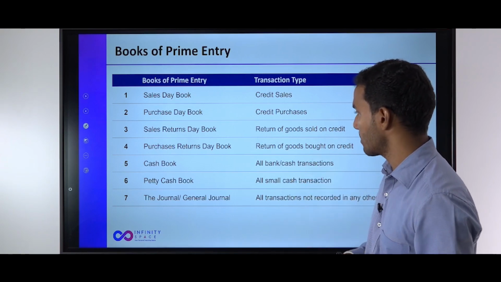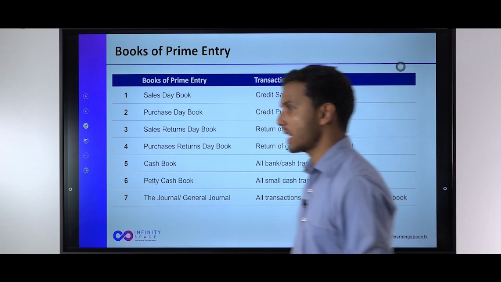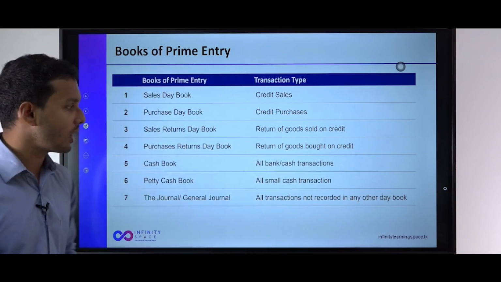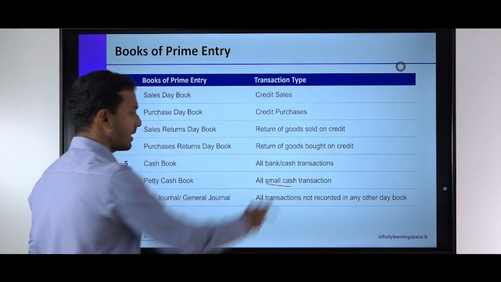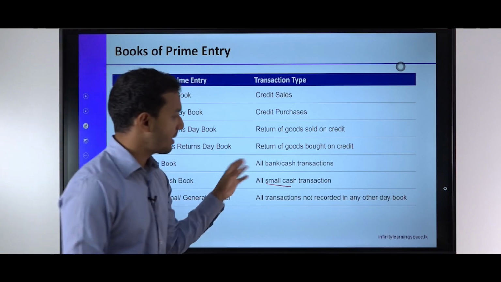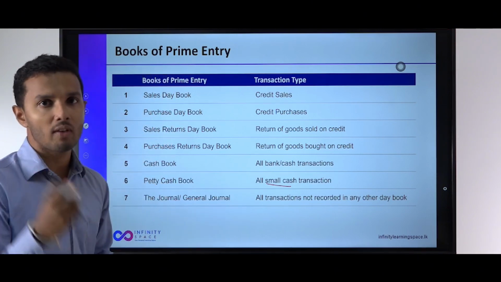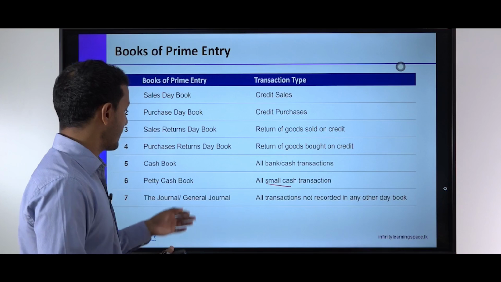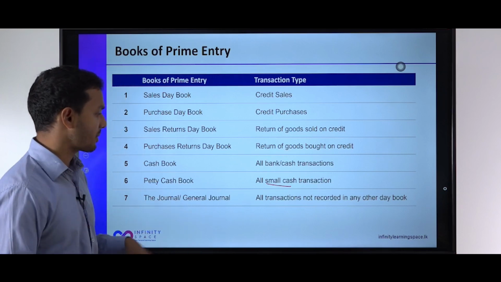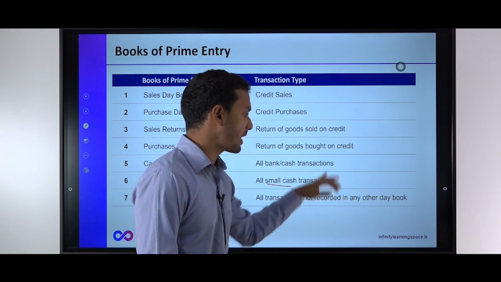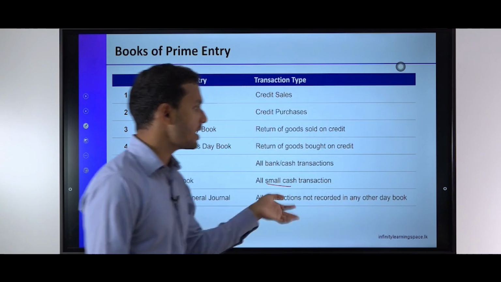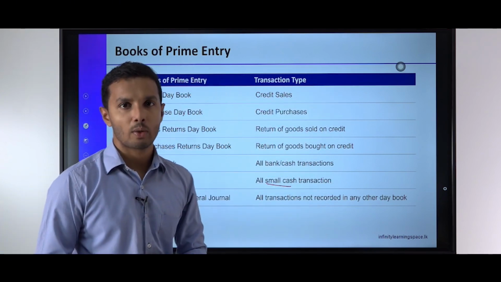Then the petty cash book, it will also record cash payments and receipts, but only small cash transactions. Now the cash book is where we record all our main cash transactions. In the petty cash book, we record only small value cash transactions. Then the journal, or what we sometimes call the general journal, that's where we record all the transactions that are not recorded in any of the other books of prime entry.